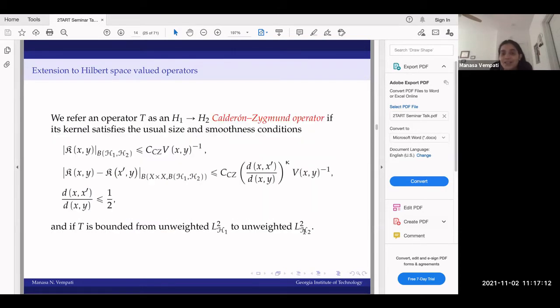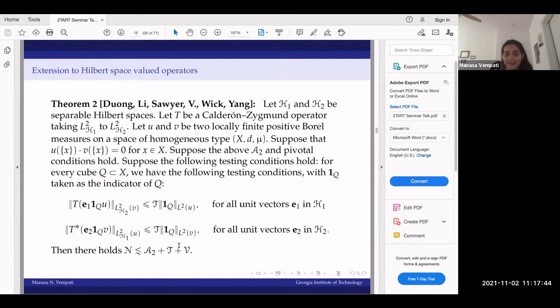Now coming to what an H1 to H2 Calderón-Zygmund operator is, we say that an operator T is an H1 to H2 Calderón-Zygmund operator if the kernel satisfies the usual size and smoothness conditions. So we have the size condition given by this equation and the smoothness condition given by this equation. The smoothness condition holds for all x prime and y such that this inequality holds. And along with this, we want our operator T to be bounded from the unweighted L^2(H1) to unweighted L^2(H2).